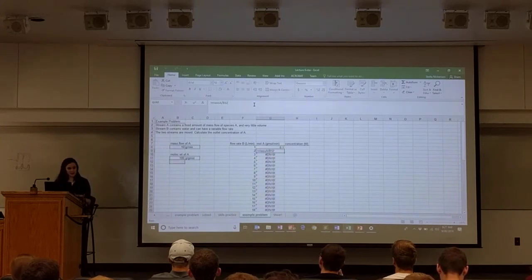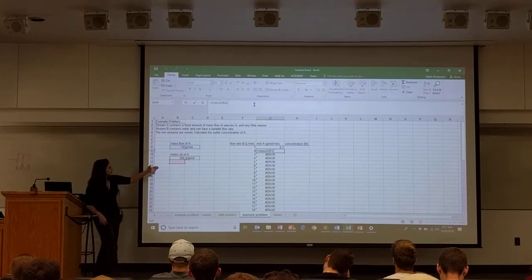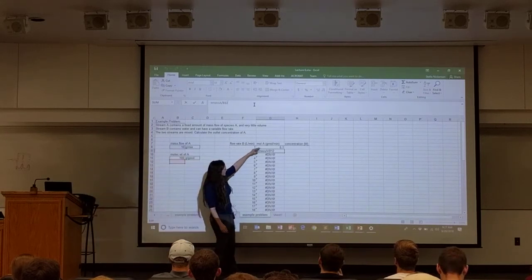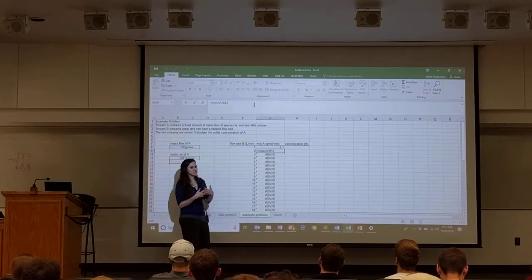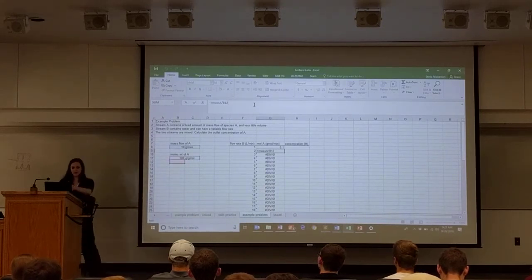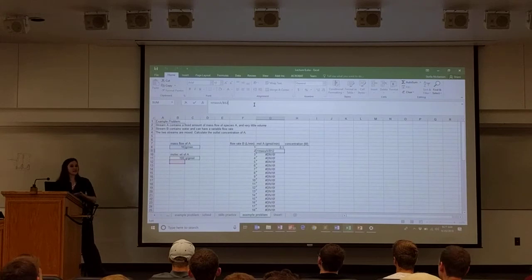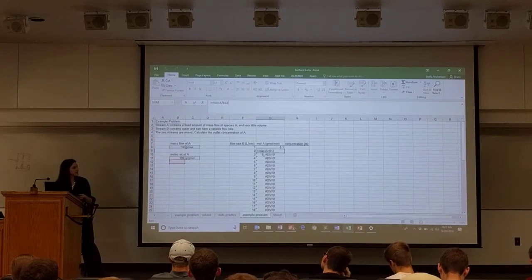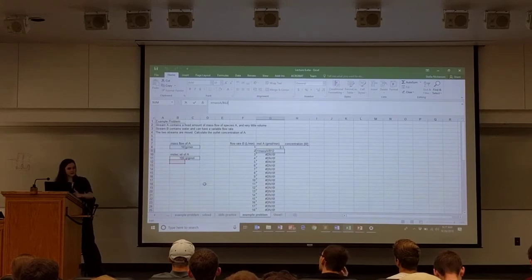Why is it angry at me? It's because when I pulled it down here, it changed the cells it was referencing relative to where that cell is. It was using relative references. Okay, so this one, for example, it's still using the mass flow rate of A because I gave it a name, so it's a specific reference. But then this just changes as we go down.